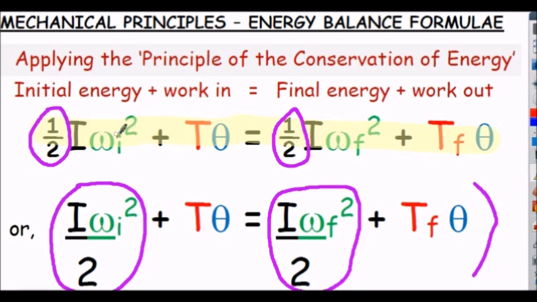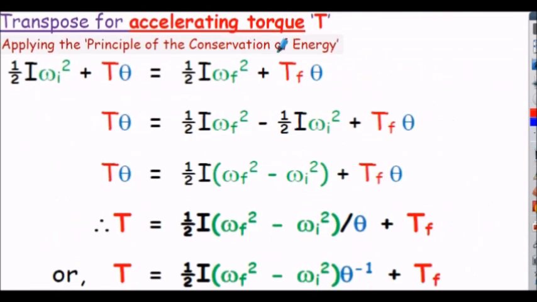Essentially in this first formula, I'm multiplying by a half, and in the bottom formula, I'm actually dividing by 2. Obviously that's one and the same thing. So let's run through the first illustration. Here we're transposing the formula given for the accelerating torque, capital T. So here's our formula. We want to transpose for a capital T shown here. So I'll just outline the mathematical steps involved.